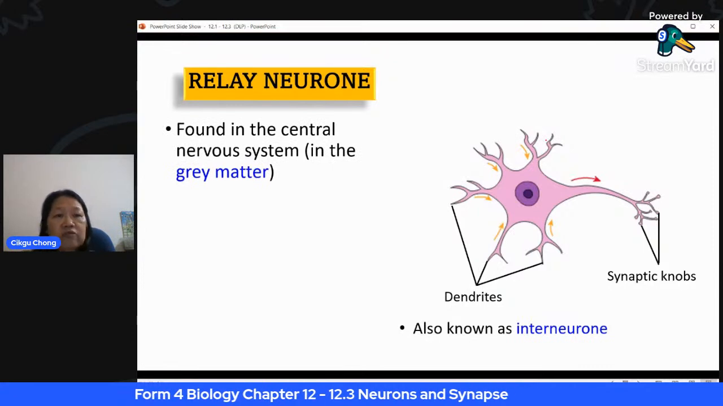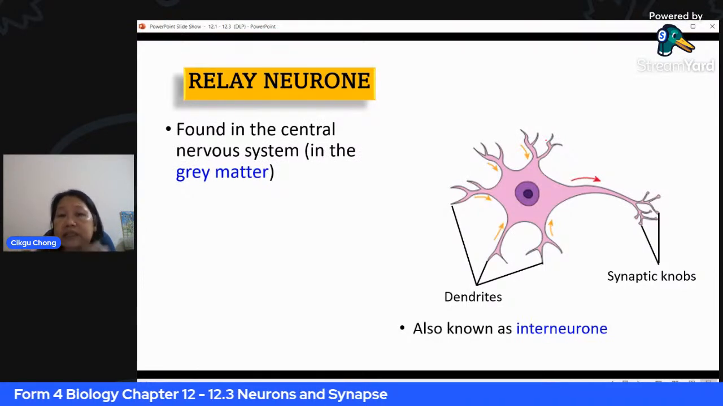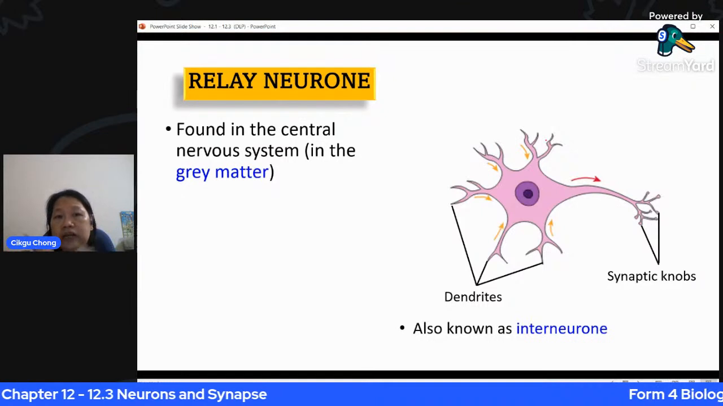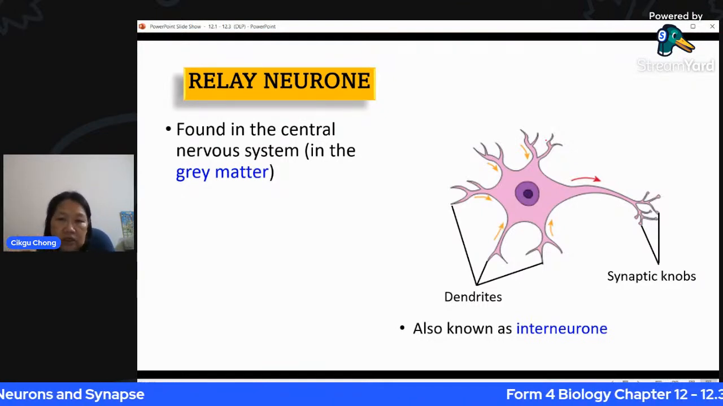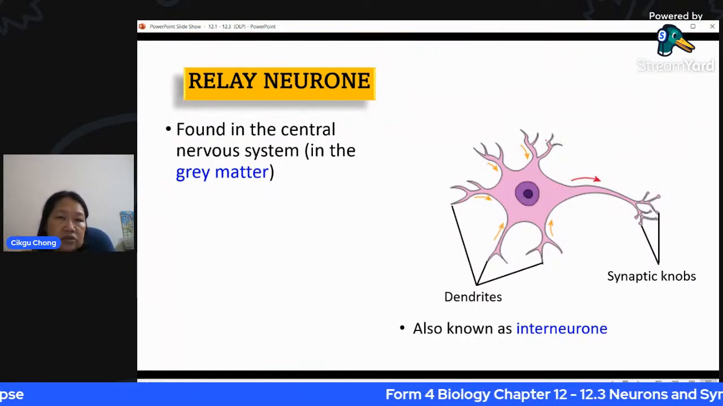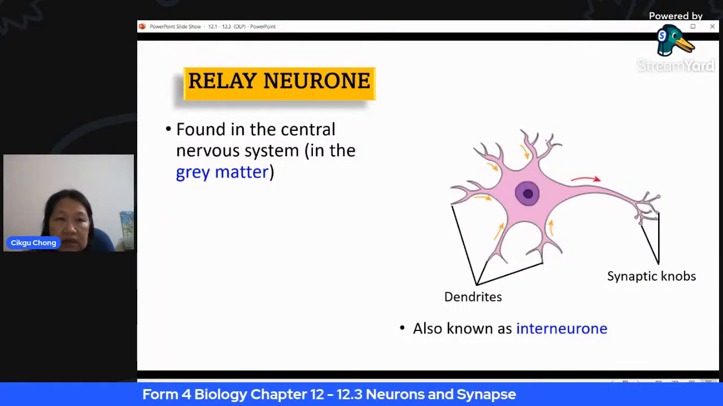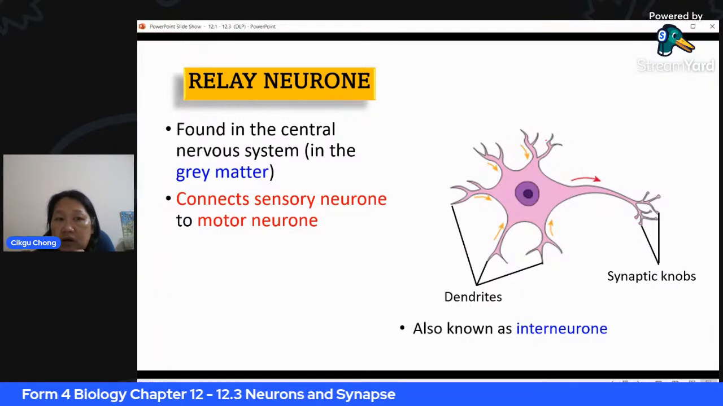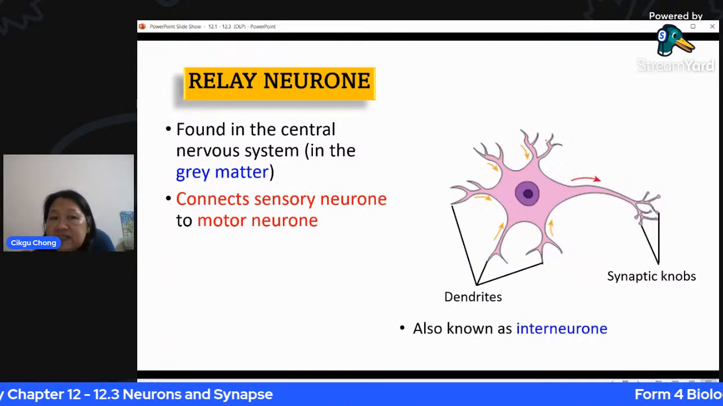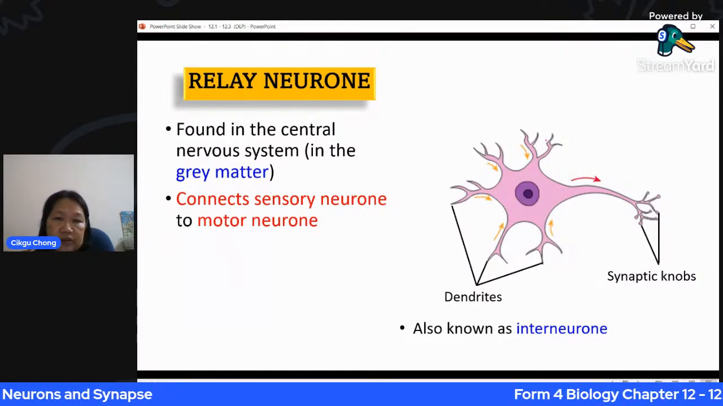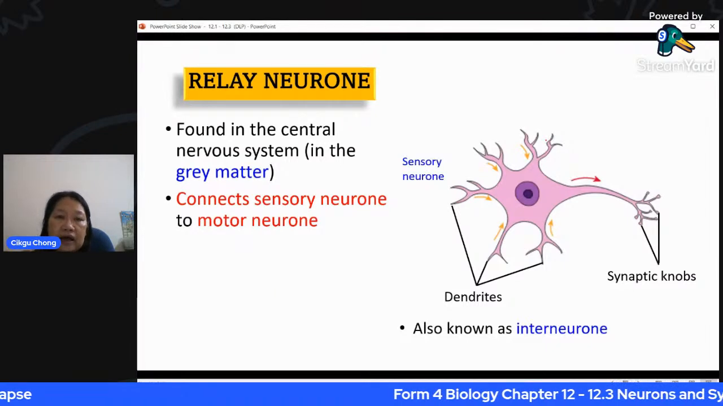Okay, so this is found mostly in the gray matter. It is the one that connects your sensory neuron to the motor neuron, the one in the middle, called the relay neuron. So it connects the sensory neuron to the motor neuron. This is the sensory neuron.